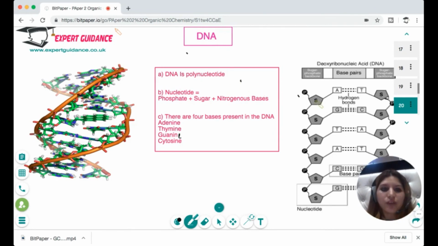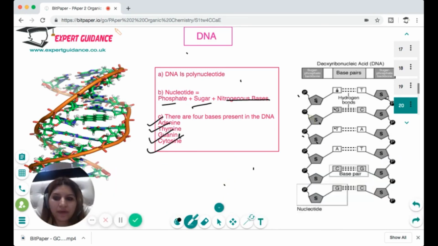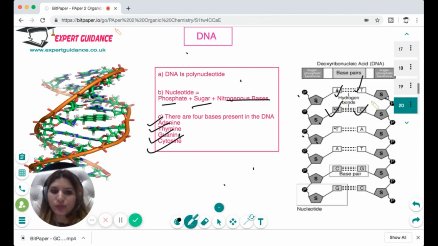DNA is a polynucleotide. We have done it in biology, so it's just a brief recap. Nucleotide means a phosphate, sugar, and a base. So you can see phosphate, sugar, base; phosphate, sugar, base is repeated. In DNA, the sugar is deoxyribose. The nitrogenous bases are adenine, thymine, guanine, and cytosine, and they show the complementary base pairing principle. With adenine next to it is thymine, and with guanine next to it is cytosine.